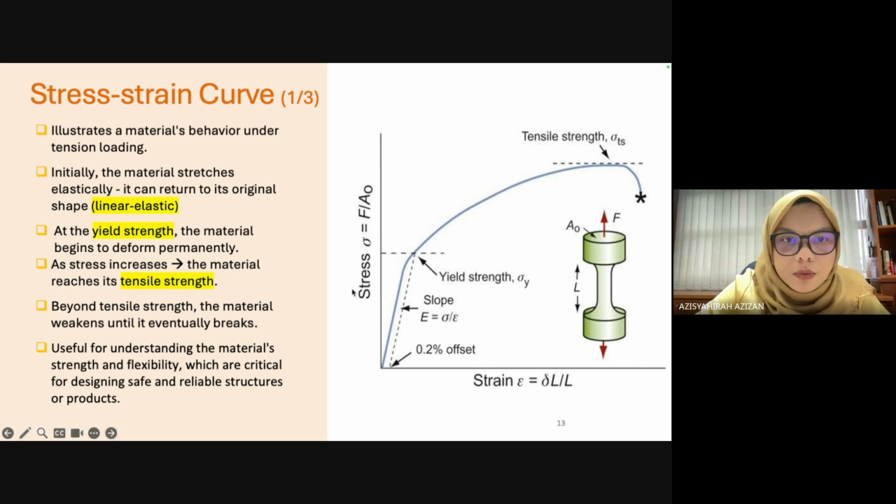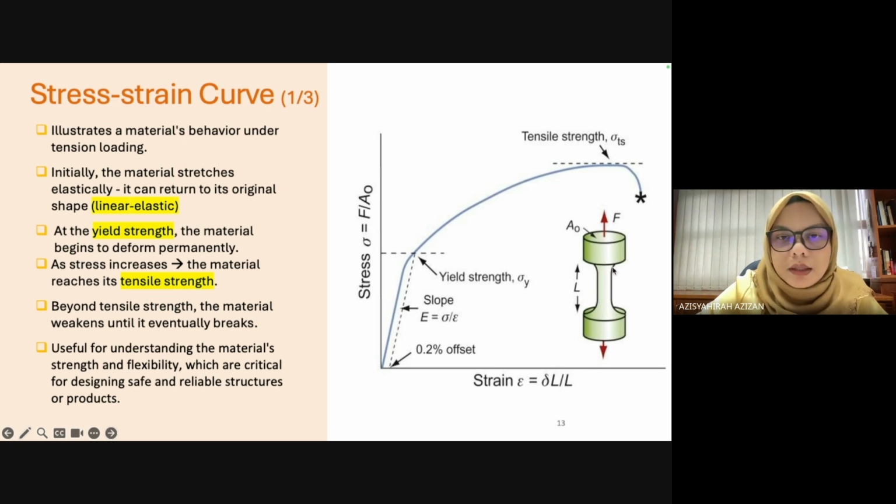If we look at this stress strain curve, we will see the initial straight part here. This straight region shows the elastic behavior of the material, right? So what happens in this region? If you remove this tensile force, the material will return to its original shape.